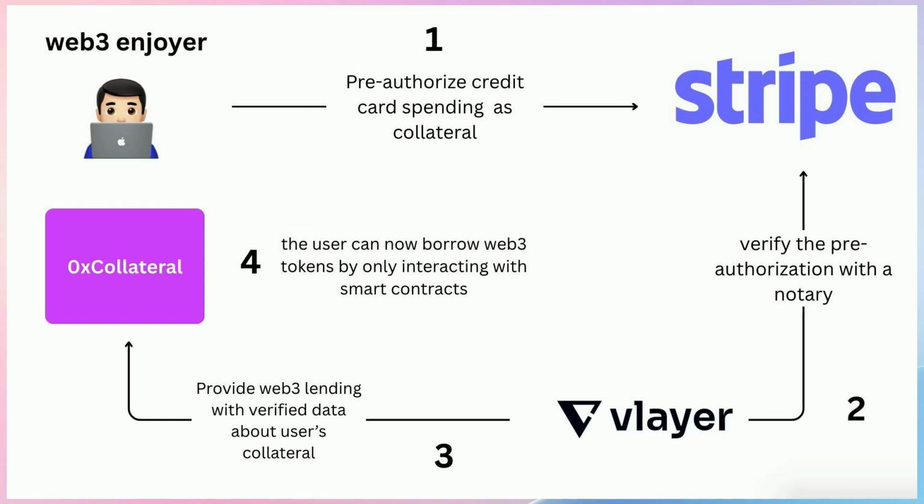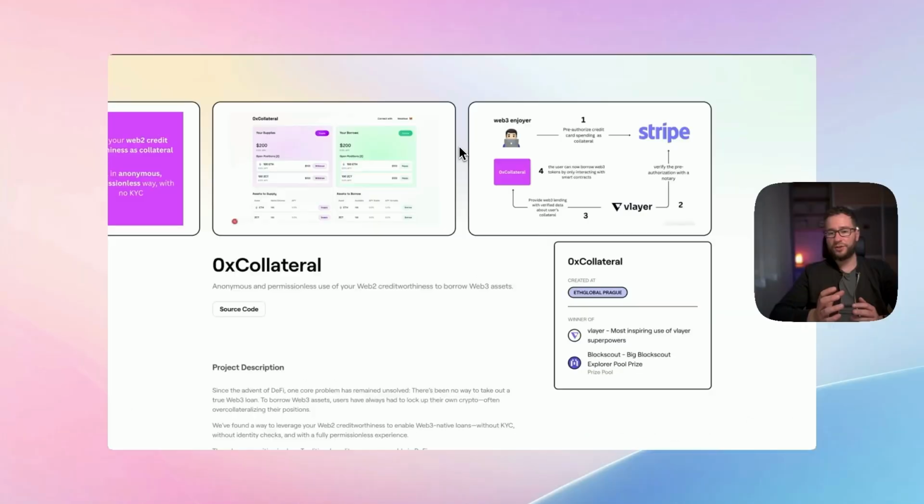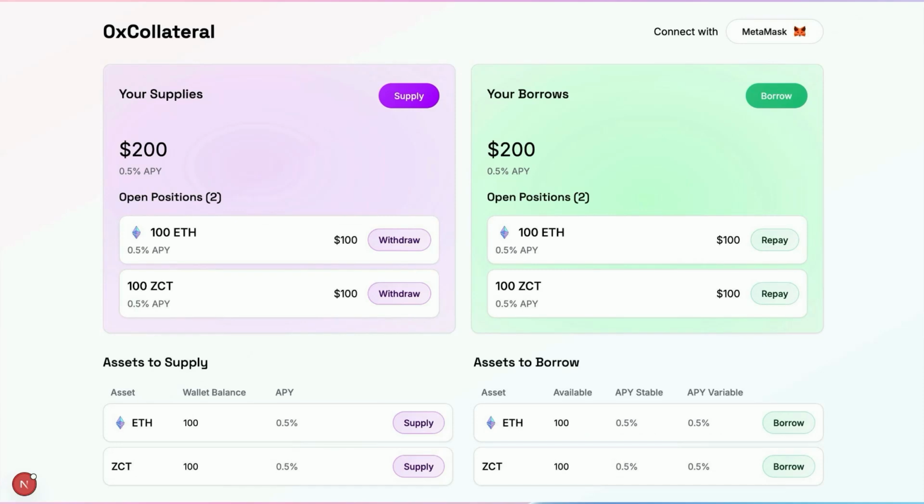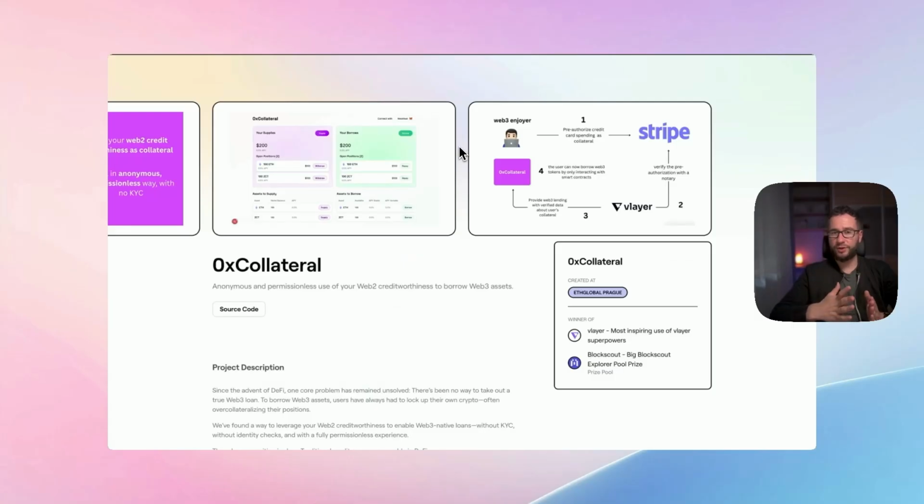In that case, what you can do is pre-authorize credit card spending and use it as collateral for Web3 lendings. So for example, as long as we trust the Stripe server, we can make an API call that is pre-authorizing credit card spending. And then we can do another call that confirms that this particular user with the specific wallet address, which is passed as metadata to the API, has a credit card with some spending.